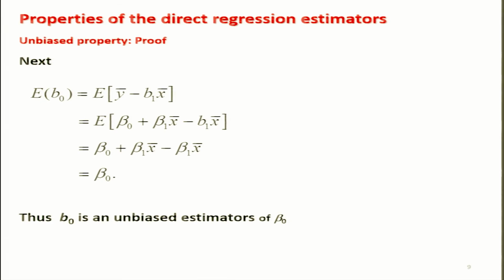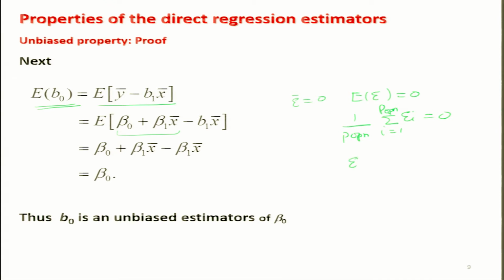Similarly, if you want to check the unbiasedness of B0, then we consider expected value of B0 is expected value of y bar minus B1 x bar. So, if you find the value of y bar, this is your beta 0 plus beta 1 x bar plus epsilon bar. Do not write that epsilon bar is equal to 0, because you have to remember we have made the assumption that expected value of epsilon is 0. That means over the whole population, 1 over population size, summation i goes from 1 to the entire population, epsilon i is equal to 0.